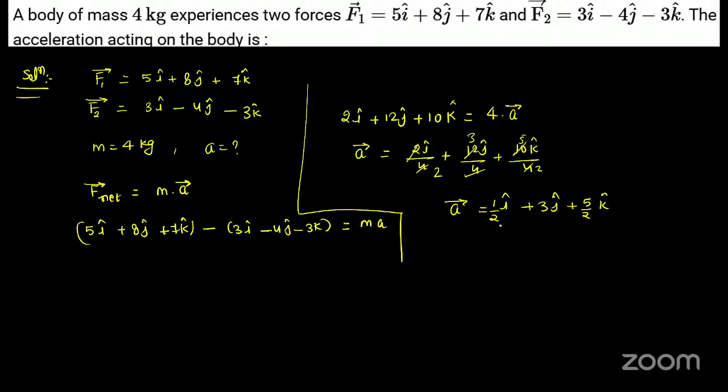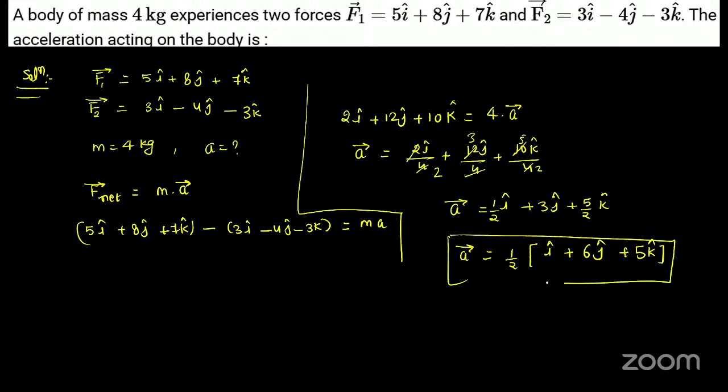Okay, if you multiply and divide by 2, we can do that here also. So if you do so, we have multiplied 2 inside and kept 1 by 2 outside. It will become i cap plus 6j cap plus 5k cap. This is the acceleration vector.